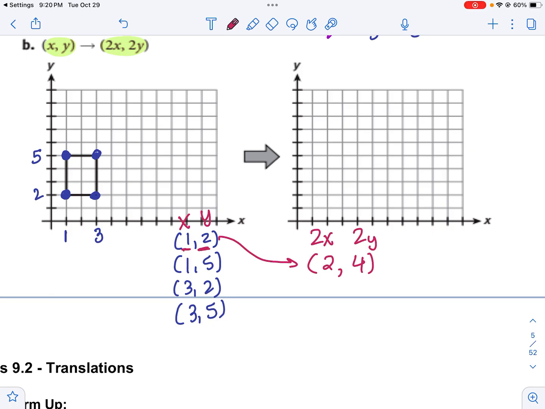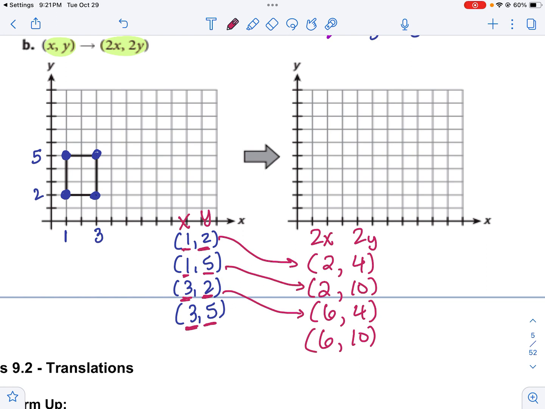All right, I want to do the same thing on the next one. I want to take that 1 and double it, so times 2 gives me 2, and 5 times 2 is 10. Now I'm going to take my x value of 3 and double it, so that gives me 6. Double the 2 gives me 4. Then I take the 3 and double it, which gives me 6, and double the 5, which gives me 10. So 1 comma 5 went to 2, 10, 3 comma 2 went to 6, 4. And when I doubled 3 comma 5, doubled the x and doubled the y, I got 6 comma 10.